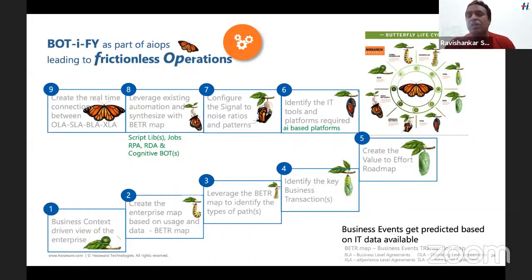The first 5 steps are basically business-centric or domain context-centric. The last 4 steps are extremely technology-intensive. So that's the real merger of the two. Now, what comes out of this if I follow these 9 steps in a bank? Well, I get to a point, based on my maturity, that I'm able to predict the business events based on the IT logs and traces that are there in my ecosystem. I'm able to connect everything in real time based on a business context.